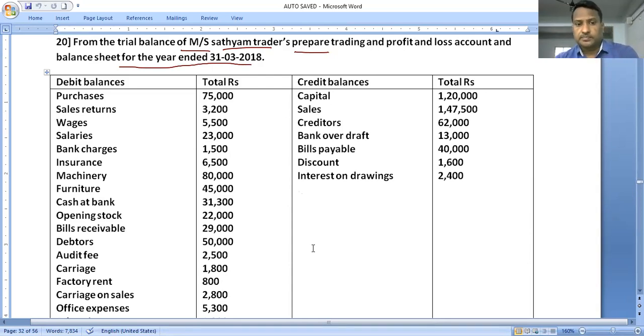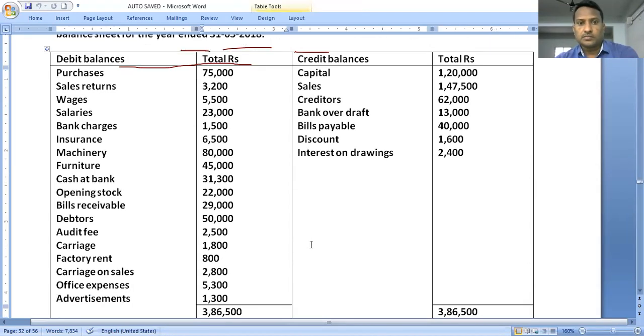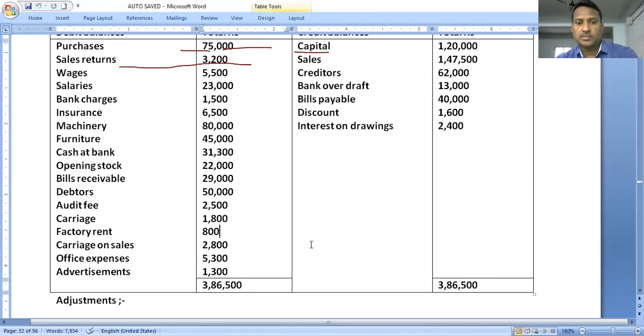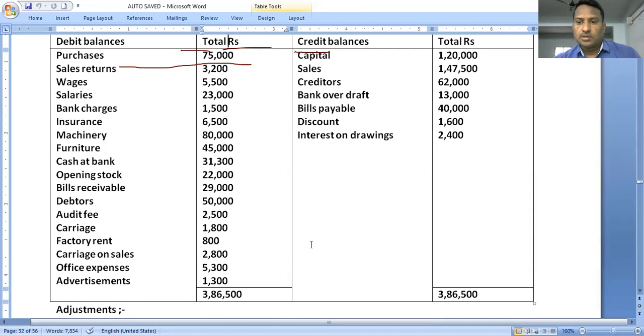Okay, right. Let's see. This is the statement: debit balances, total rupees, credit balances, total rupees. You know that. So what are the debit side contents and the credit side contents of the trial balance? In the chapter before this, we discussed the trial balance, and clearly discussed what the debit side and the credit side contain. Debit side: expenses, losses, and assets. Credit side: incomes, profits, and liabilities. Okay, let's find out now.